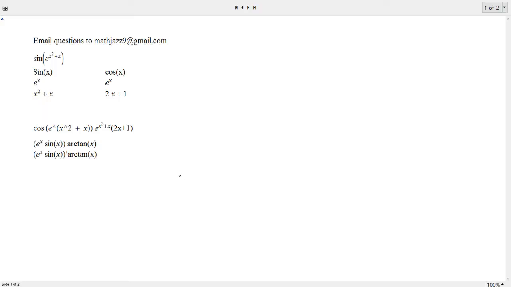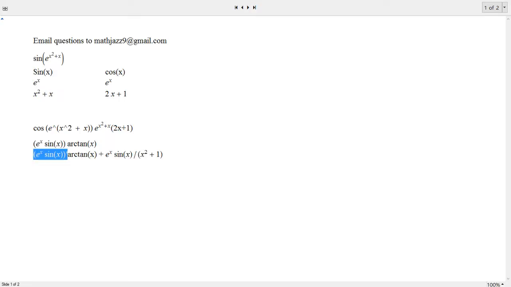So we get the first function, which is e raised to the x times sine x times 1 over 1 plus x squared, or x squared plus 1. And now we've simplified this one step. The next step is to figure out what the derivative of e to the x sine of x is.